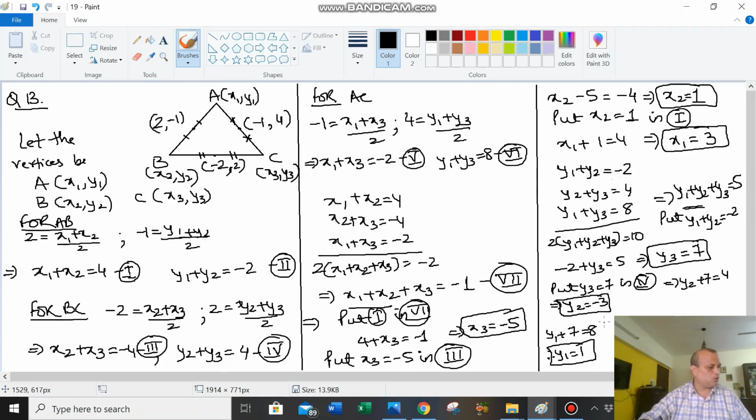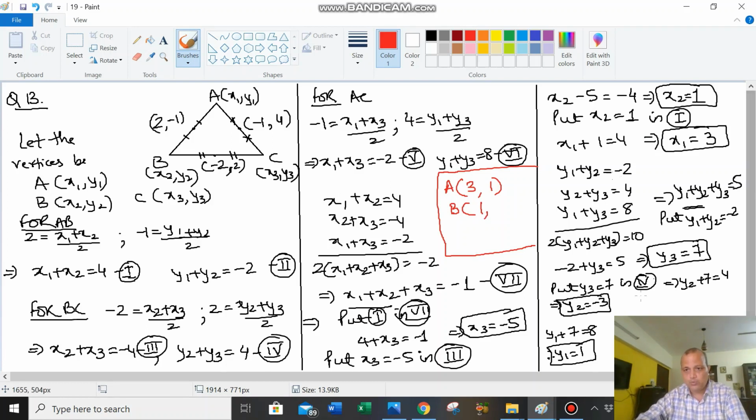Let's read the question and check what they want me to calculate. As per the question, they say find the vertices. So let's put them together. I don't have space here, so if I can take the liberty and write my answer here, you will write your answer properly. So vertex A is x1 and y1. x1 is 3 and y1 is 1. B is x2, y2. So x2 is equal to 1 and y2 is equal to -3. And C is x3, y3. So x3 is -5 and y3 is 7.